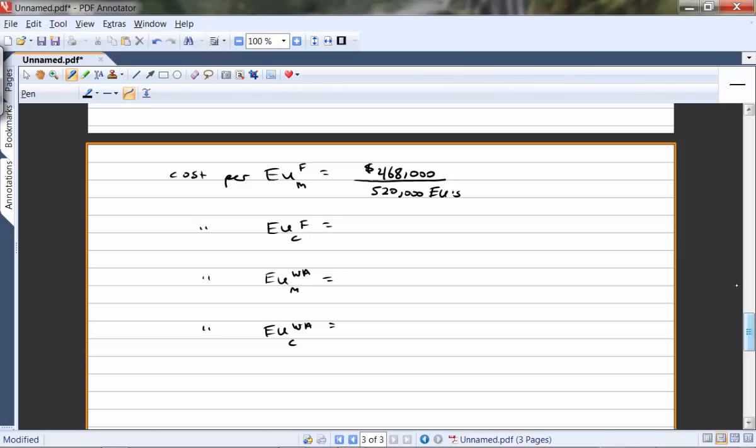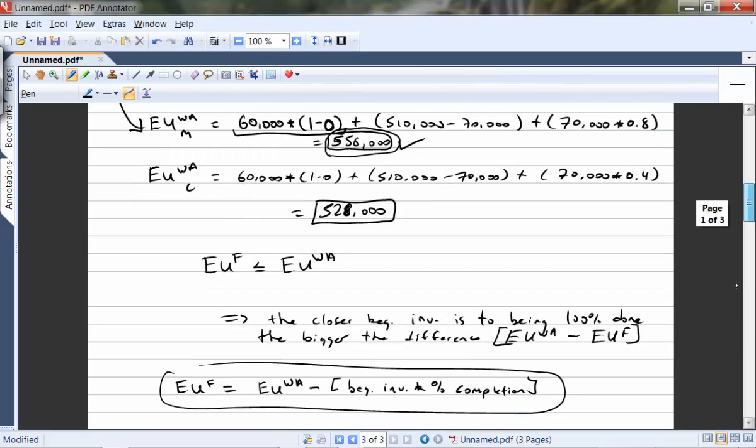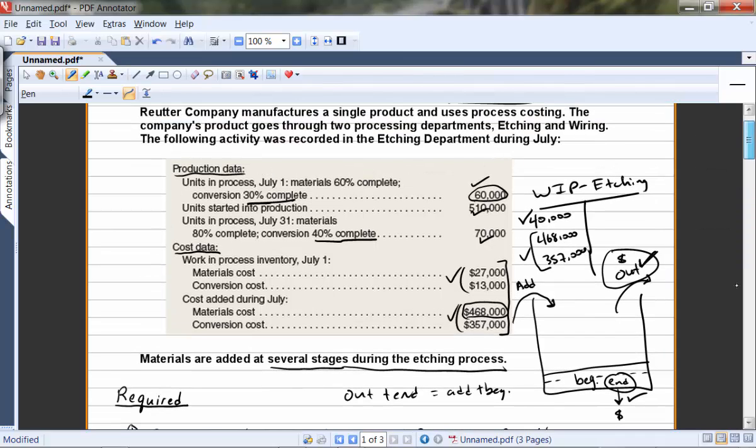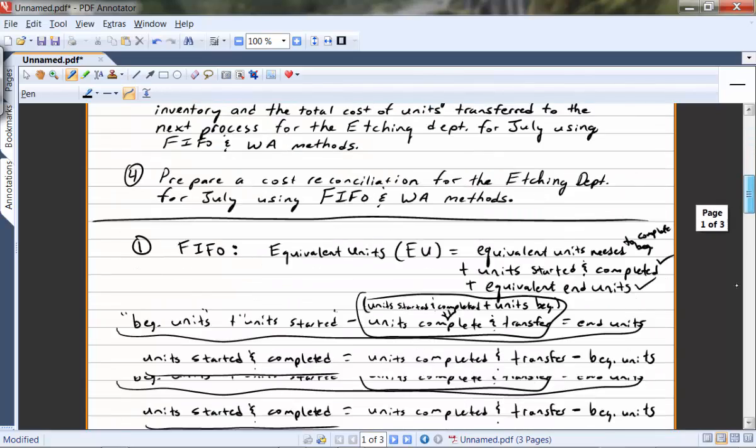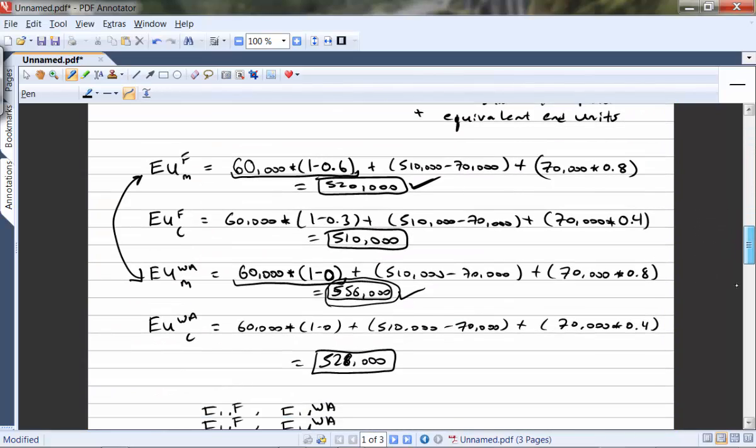So the cost per equivalent unit is 0.9. 90 cents per unit, per equivalent unit. And so you just repeat this process. For conversion, what were the costs added? It was 357,000 right here, divided by the equivalent units for conversion, which was right here.